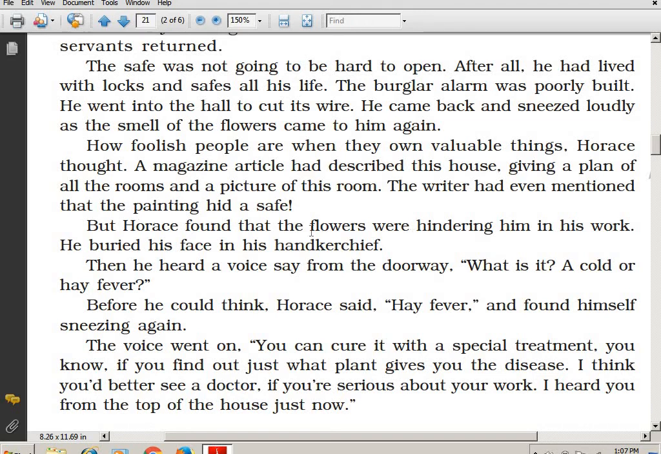But Horace found that the flowers were hindering him in his work. But he buried his face in his handkerchief. So what did he do? He buried his face in his handkerchief because the flowers were disturbing him.